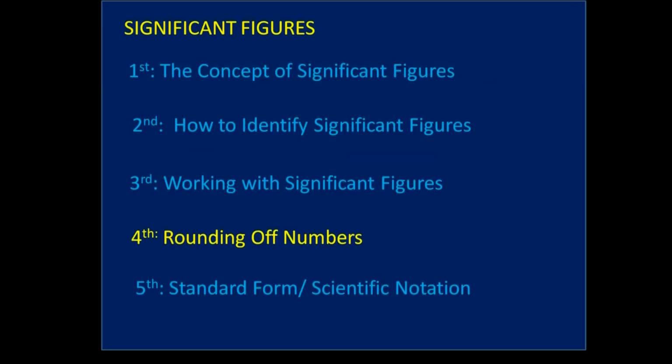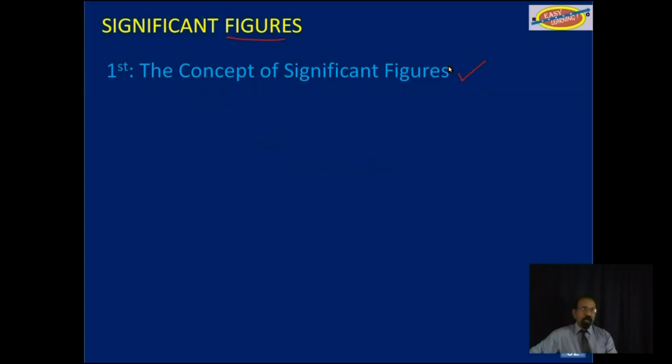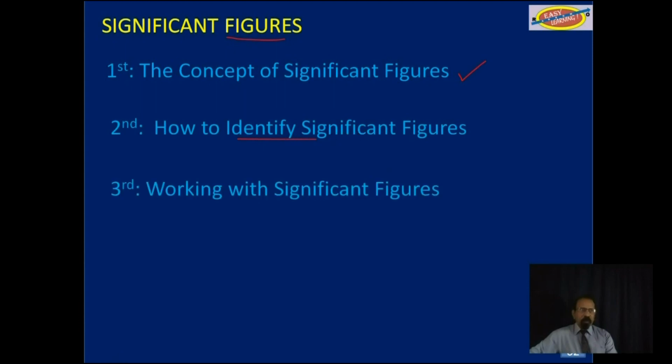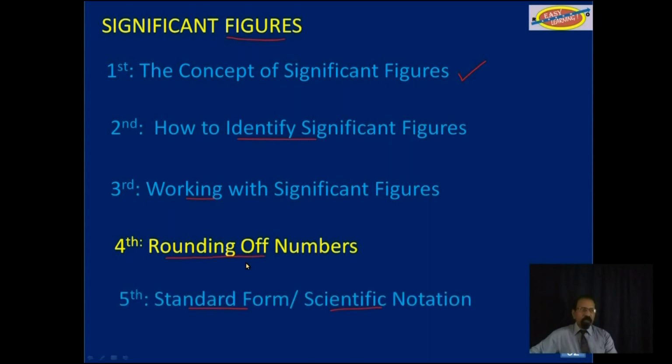We are still talking about significant figures. We have already covered the concept of significant figures. Then we discussed identifying significant figures. We then looked at working with significant figures. And now we will be talking about rounding off of numbers, after which we will deal with standard form, sometimes known as scientific notation.